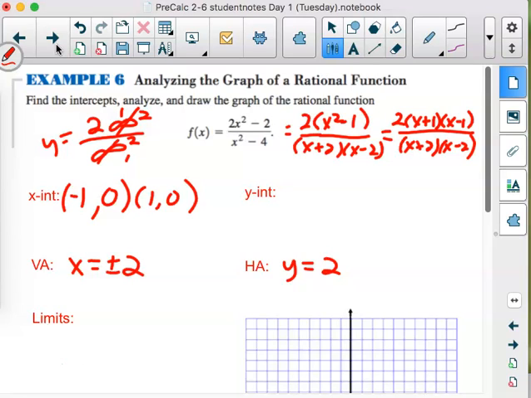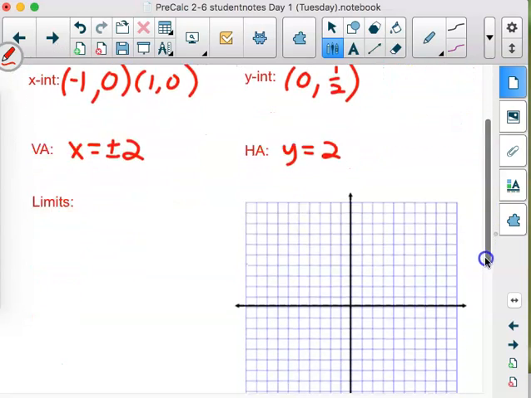My y-intercept comes from what happens when I put a 0 in for x. So this will be 0 and this will be 0 because they have x's in them. So I'll have -2 over -4, which will reduce to 1/2. There's my y-intercept. Now, I get down to the limits and I think, you know what, I'd rather graph it first. I'd rather have a peek at what's going on.